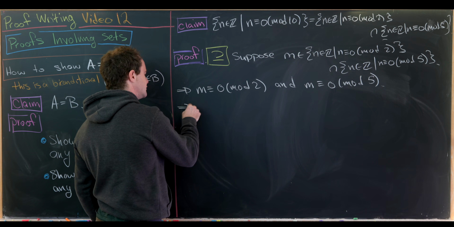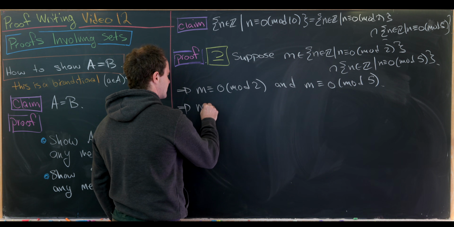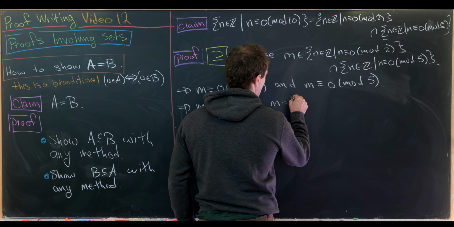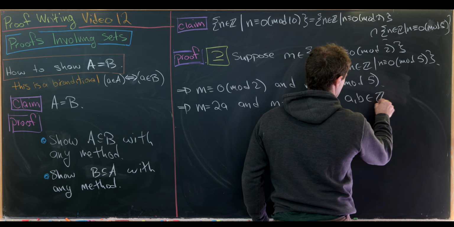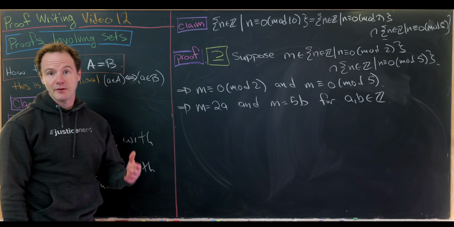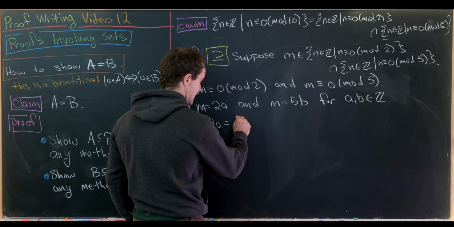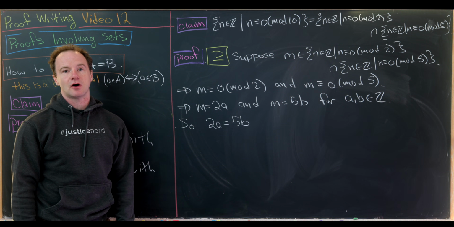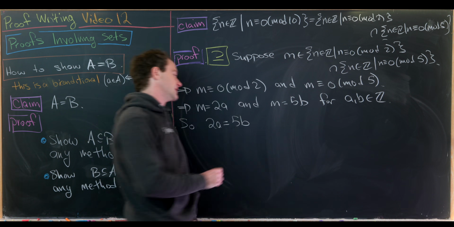But being 0 mod 2 means that you're even, and being 0 mod 5 means that you're a multiple of 5. So that means we can write M as 2 times A and M as 5 times B for some A and B which are integers. Multiple of 2 from this, multiple of 5 from that. But now we can set those two expressions equal to each other. So we have 2 times A equals 5 times B. Notice the left-hand side is even, which means the right-hand side also has to be even. The number 5 is odd, that means the number B has to be even.